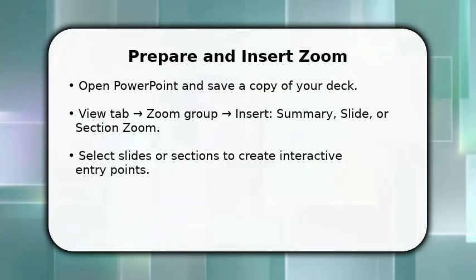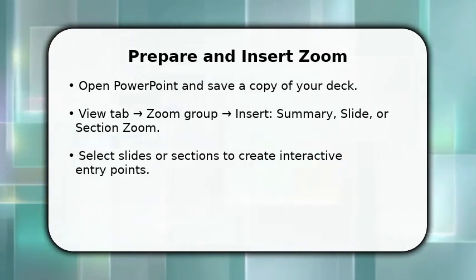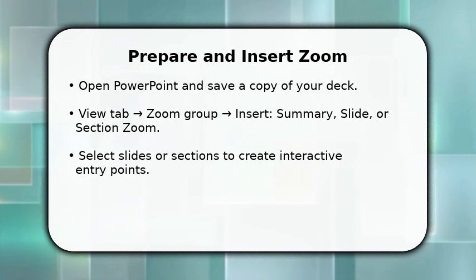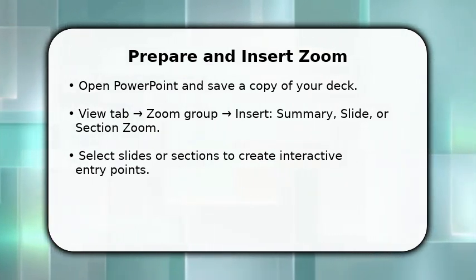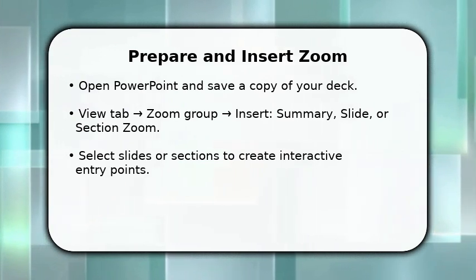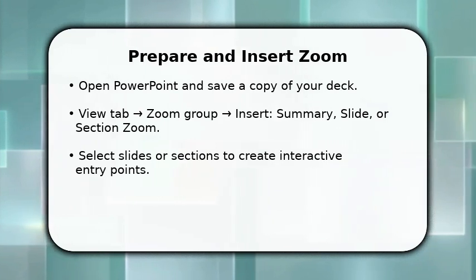You start by preparing your file and inserting a Zoom placeholder. Open your deck and save a copy so you can revert if needed. Then go to the View Ribbons Zoom area and choose Insert > Summary Zoom, Slide Zoom, or Section Zoom. Pick the slides or sections you want to jump to during the presentation.